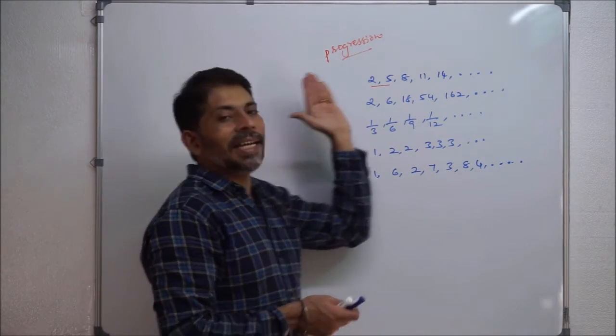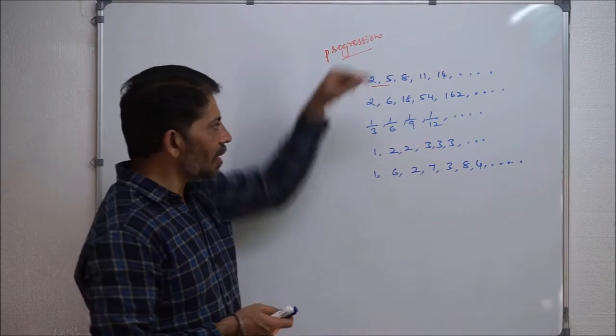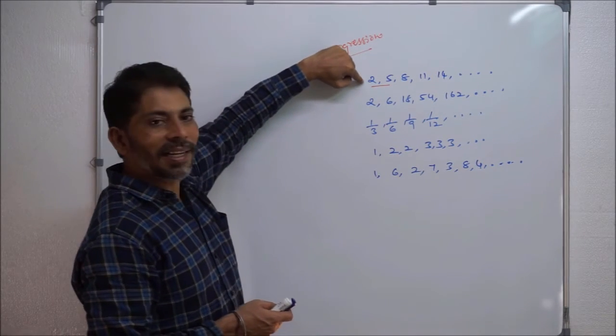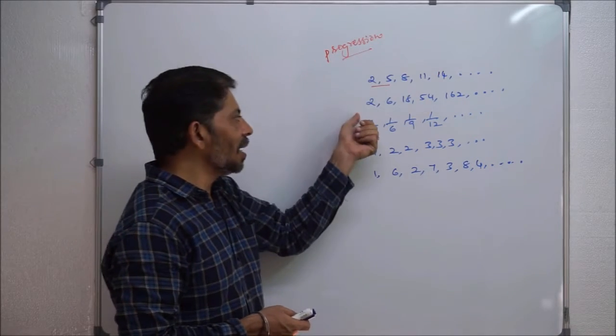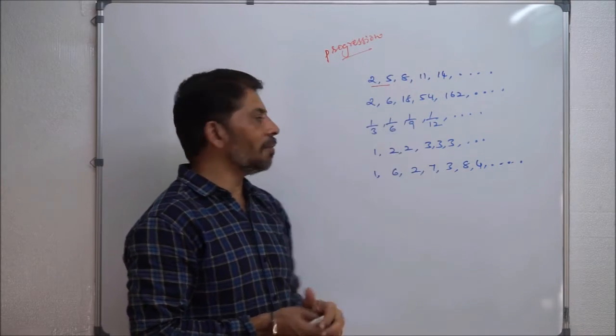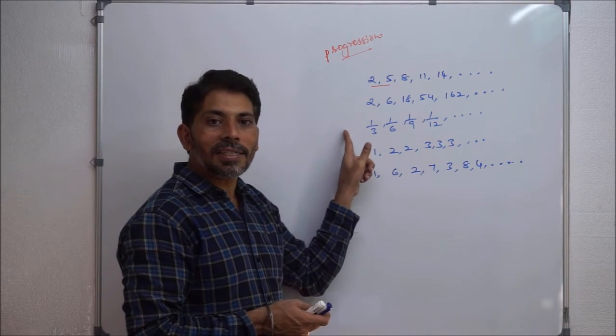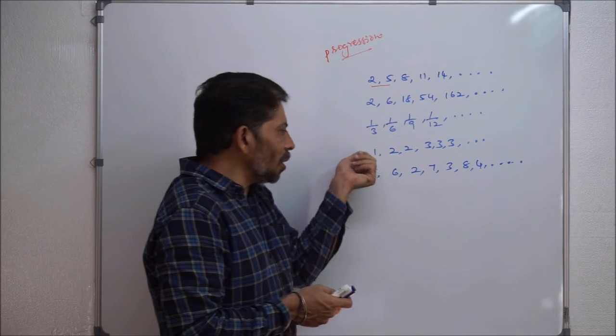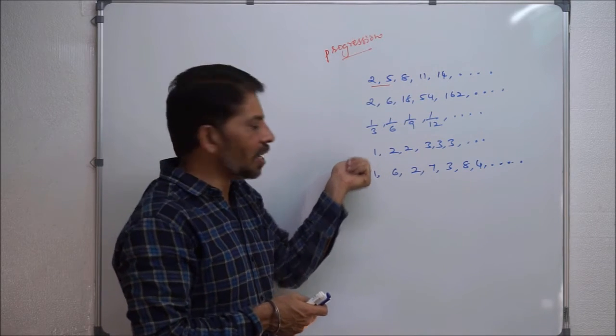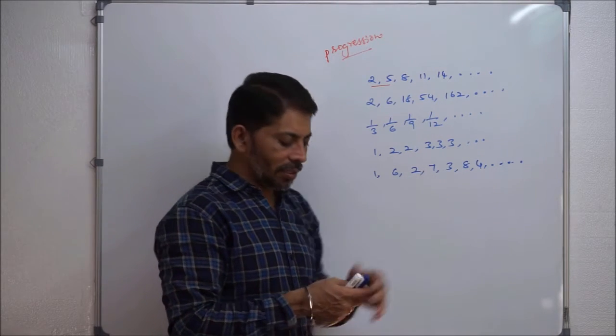Based on the criteria of the progress, what is the criteria in each? Here it is increased by 3 every time. Here it is multiplied by 3 every time. Here the denominators are increased by 3 every time. Here there is no particular rule, so it is not a progression, it is just a sequence. Even this is just a sequence.